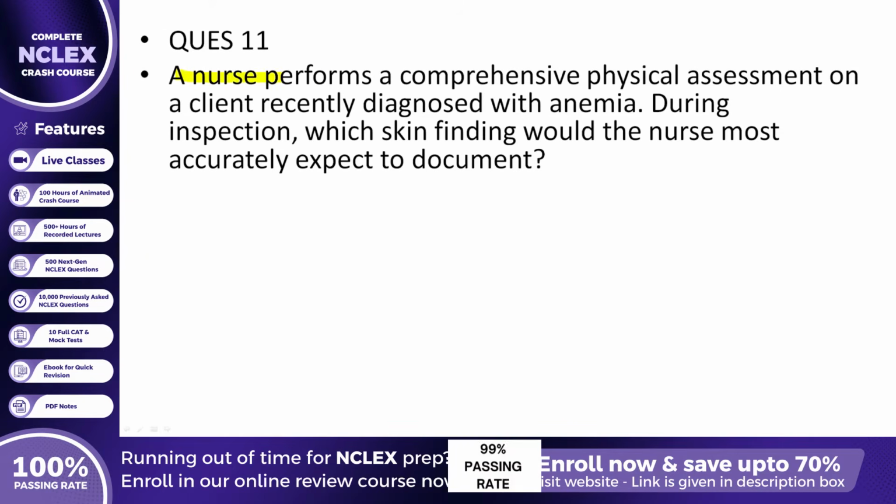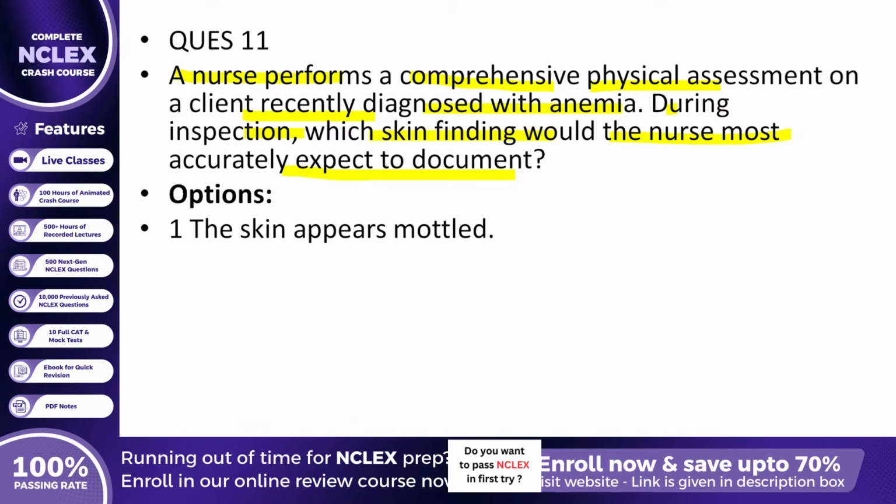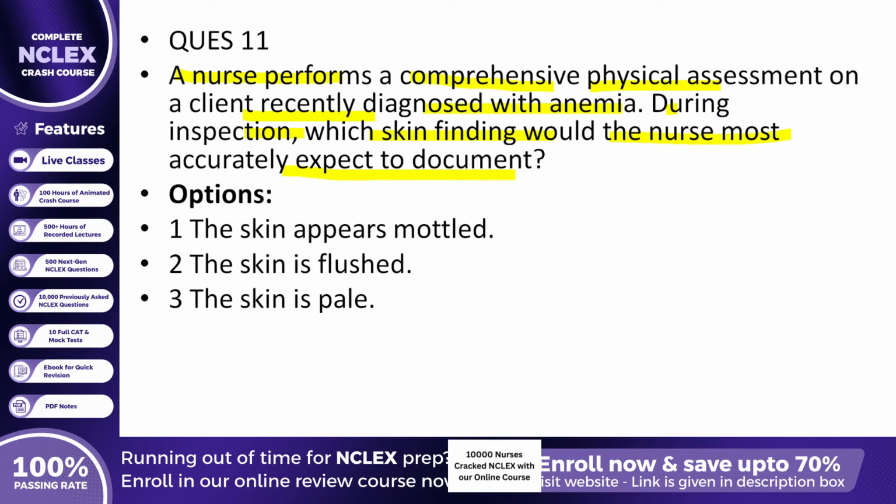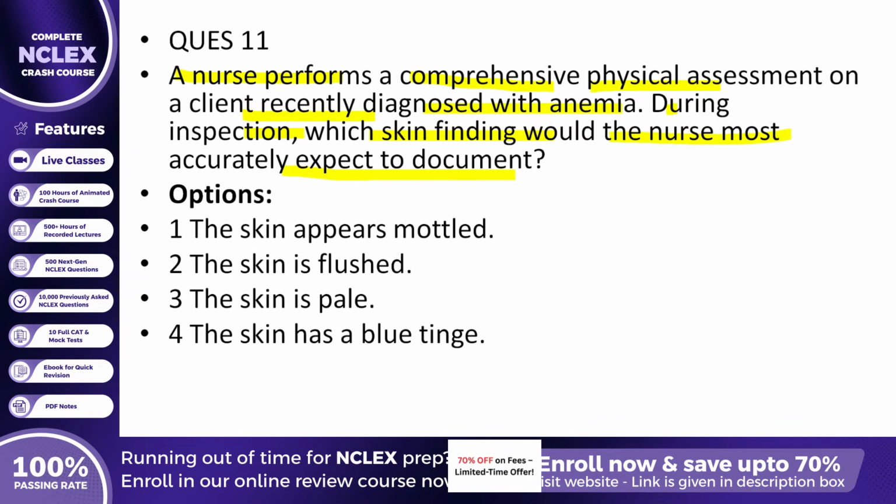A nurse is performing a comprehensive physical examination on a client who has recently been diagnosed with anemia. During the inspection phase, the nurse must determine which skin finding is most accurately expected in such a client. The options presented are as follows. Option 1 states that the skin appears mottled. Option 2 mentions that the skin is flushed. Option 3 indicates that the skin is pale. Option 4 describes that the skin has a blue tinge. The correct answer is Option 3.